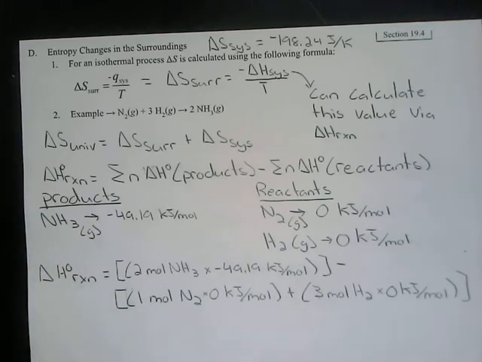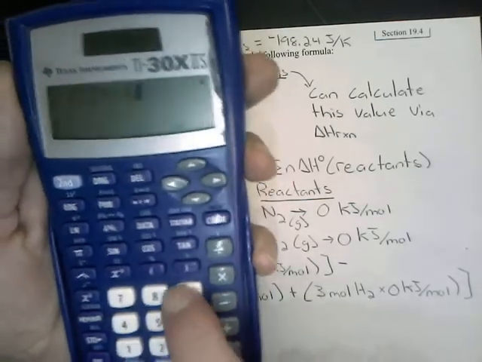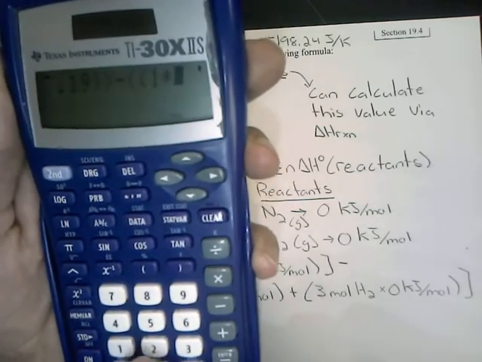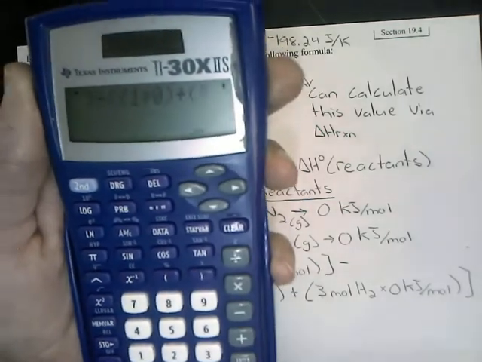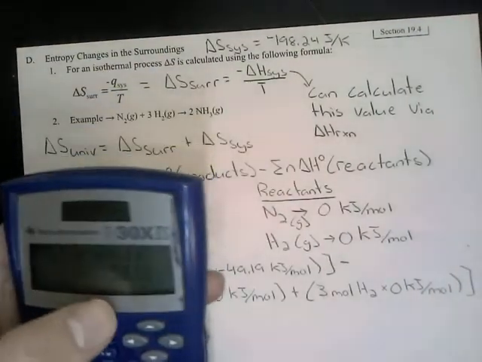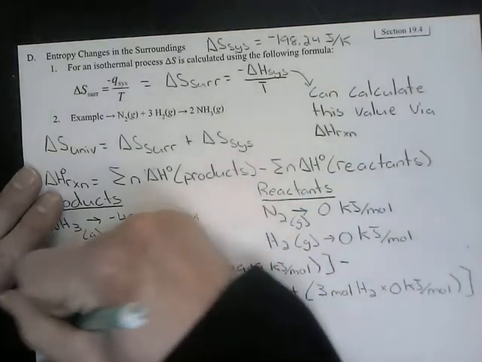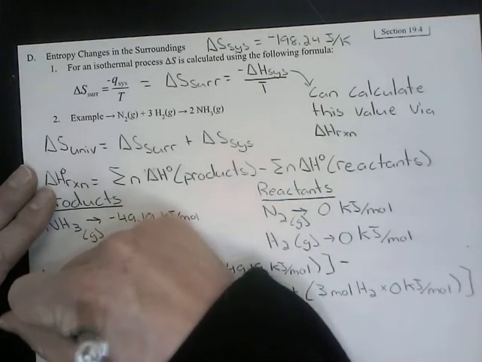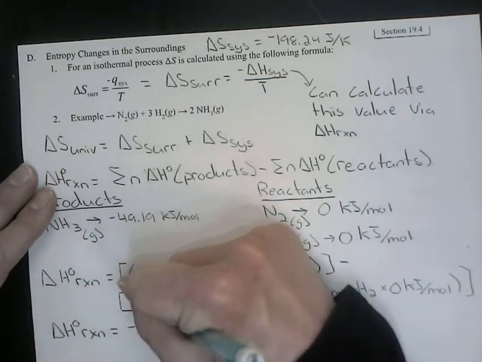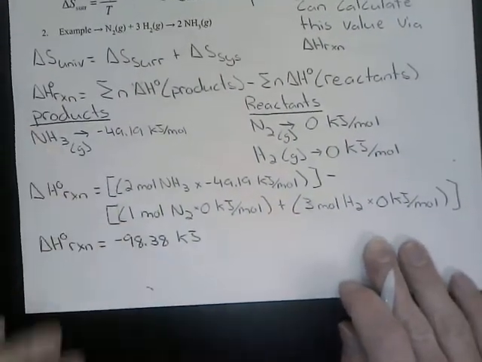Now I'll punch it into the calculator just to show you that. We're going to get 2 times negative 49.19, close the parentheses, minus 1 times 0 plus 3 times 0. And we get a value of negative 98.38 kilojoules. So the delta H of the reaction is equal to negative 98.38 kilojoules.